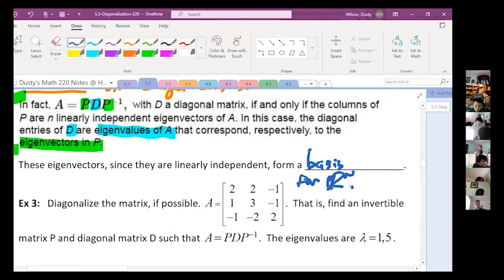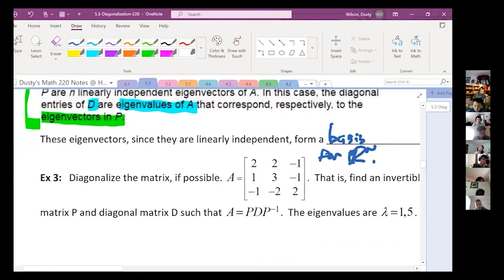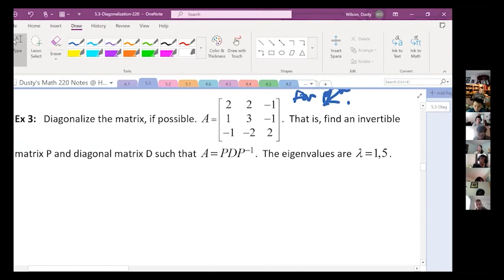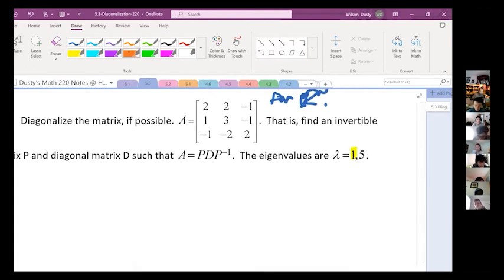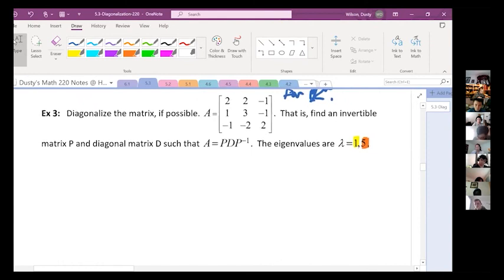So let's do an example where you can see all this happen. Not a hugely difficult matrix, just a nice practice one. We want to diagonalize the matrix A, if possible. That is, we need to find an invertible P and a diagonal matrix D such that A equals PDP inverse. And we're super kind to you: we're going to tell you that the eigenvalues are 1 and 5. Just going to help you out right from the get-go.